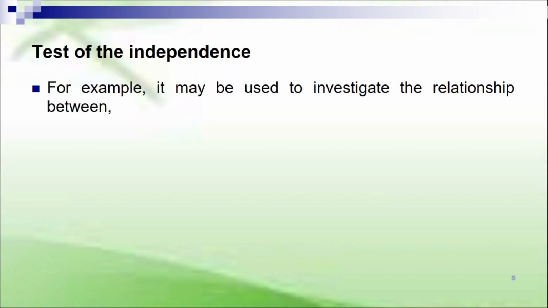Now to understand this scenario clearly, you can see one example about the test of independence. As an example, it may be used to investigate the relationship between opinion and gender. The two variables here are opinion and gender. In a few slides we are going to discuss this example. In that example you can clearly understand how we investigate the relationship between opinion and gender.